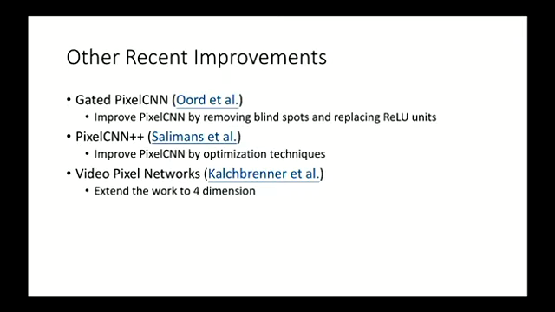So there are three other recent improvements. We will not go into details here. The first one is the Gated PixelCNN. It's from the same group, Google DeepMind. What they do is improve PixelCNN by removing some blind spot problem and replacing the activation units.